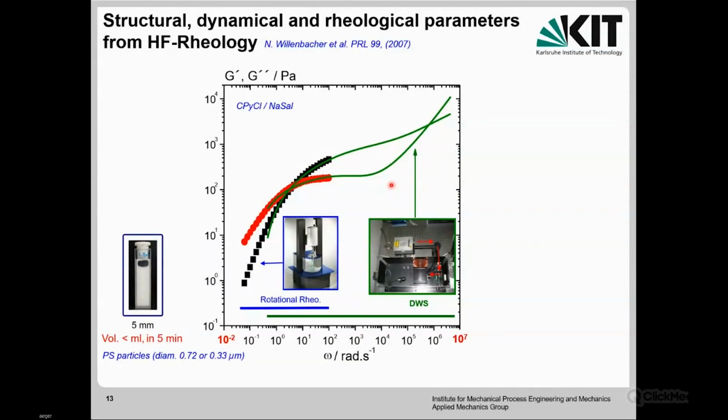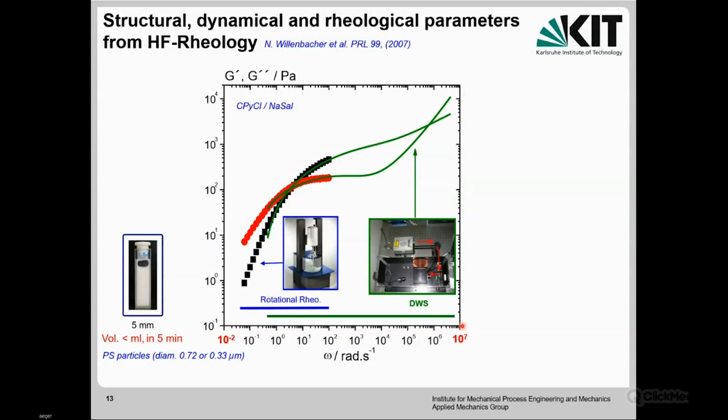We see a very good agreement in the low frequency regime. The crossover of G' and G'' is quite similar in both methods, but you see that we can extend the frequency range in DWS up to almost 1 megahertz. This is something very important for these samples. So basically, we can measure within 5 minutes around 7-8 decades in frequency, which is quite impressive.